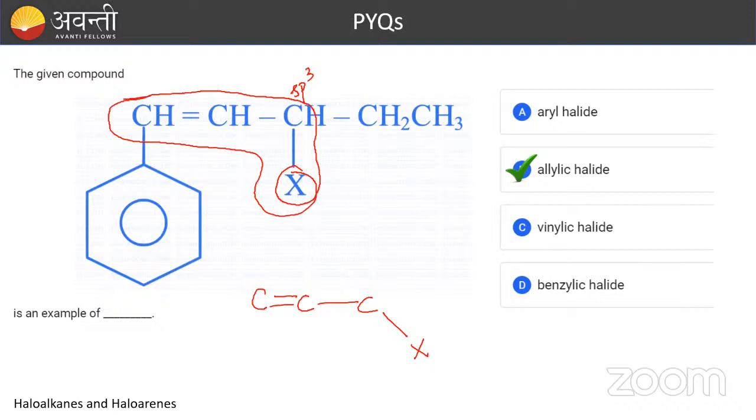Got it? Just because we have the benzene ring or phenyl ring in the compound, we cannot go for option D. It is not a benzylic halide. Benzylic halide means we will have this ring attached to CH2 and directly to X. We have double bond and single bond, right? This is called the benzyl group. We don't have any such groups here, so it is an example of an allylic system. Clear?